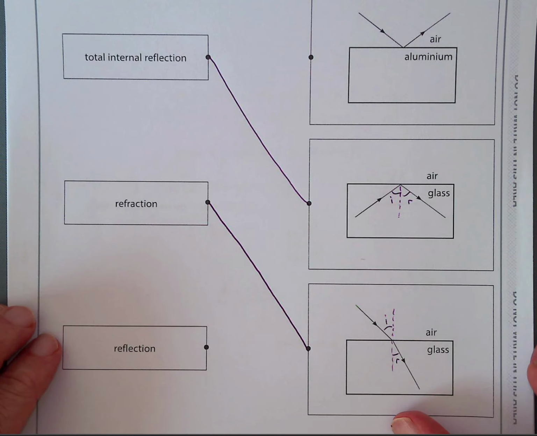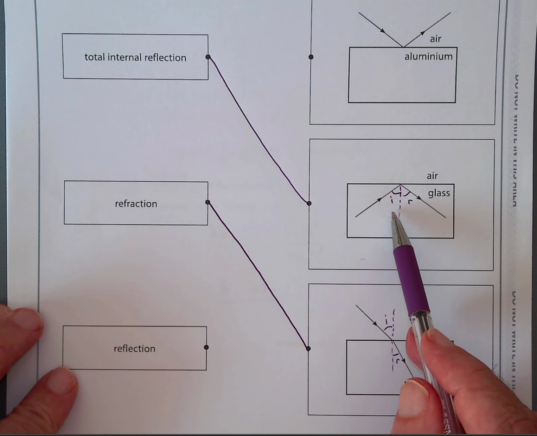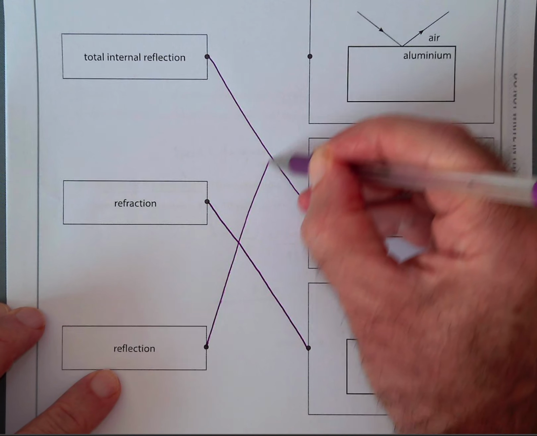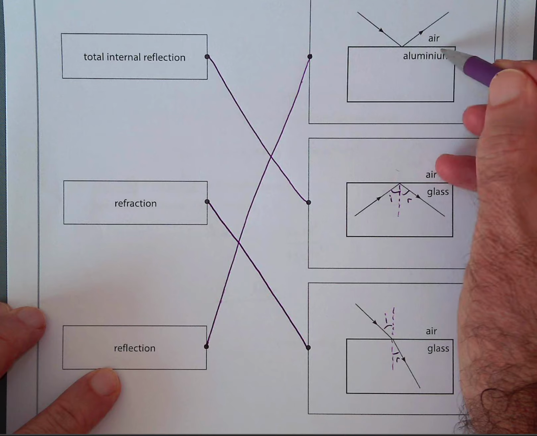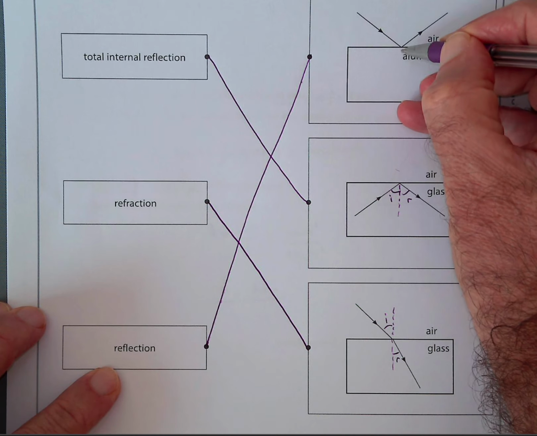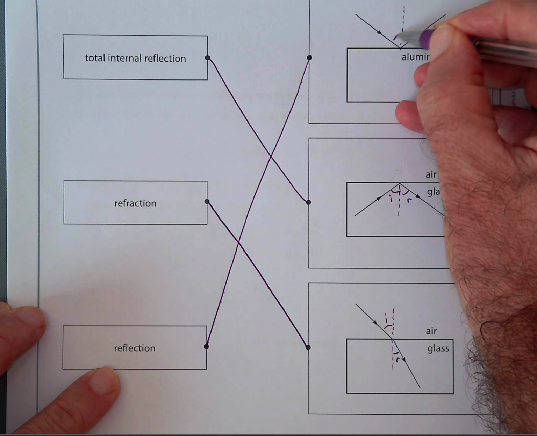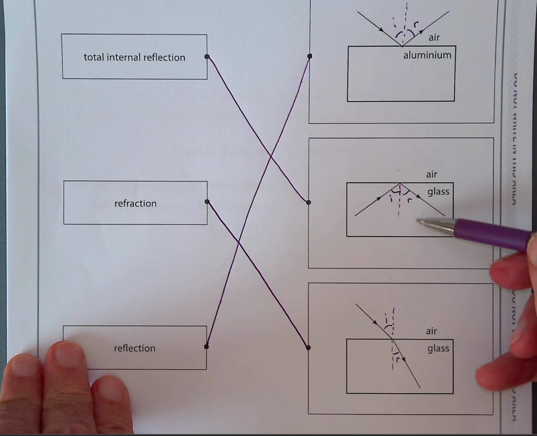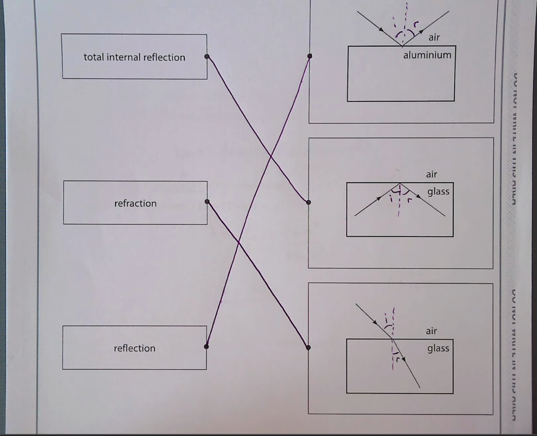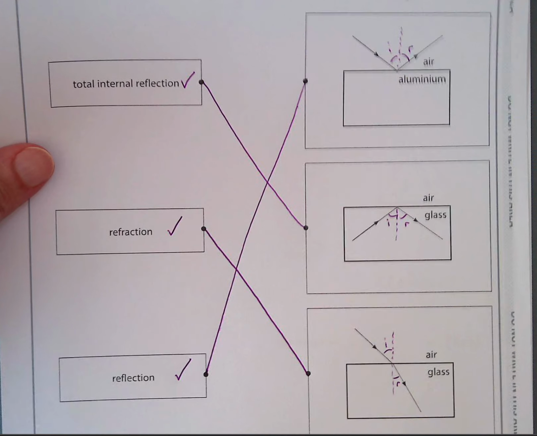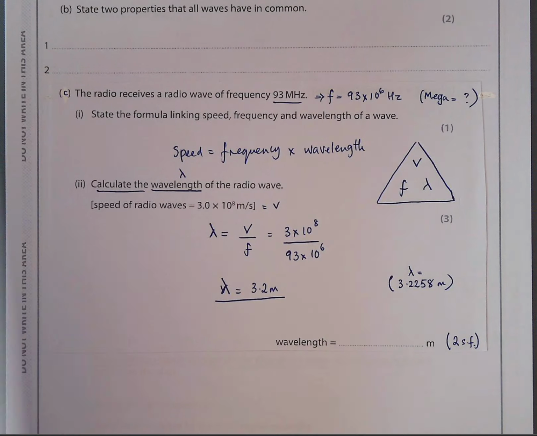And this one is reflection, the normal reflection, and that's why they've got an aluminium backing. It hits a mirror basically and reflects, and again the normal would be there, the angle of incidence in this case will be equal to the angle of reflection, just like in total internal reflection. You get 3 marks for each of these, 1 for the reflection, 1 for the refraction, and 1 for the total internal reflection if you've drawn them correctly.